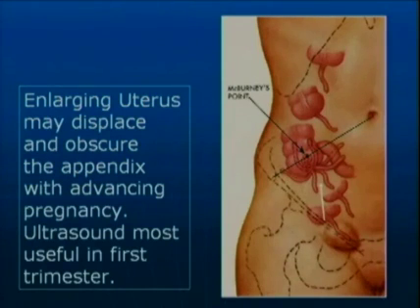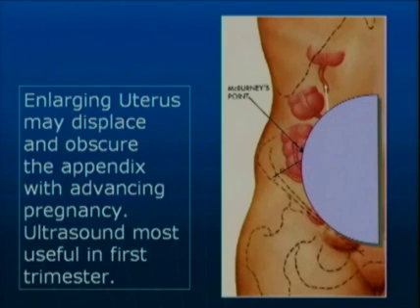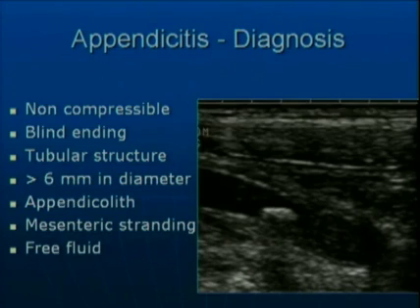Well, a couple different things. During pregnancy, the enlarging uterus may push the cecum or the appendix up, or probably even more problematic, the uterus itself may overlie the appendix. We may never be able to really see the appendix with ultrasound. What do we look for? Same things we look for in the non-pregnant patients.